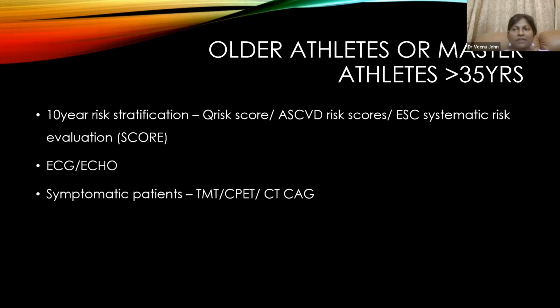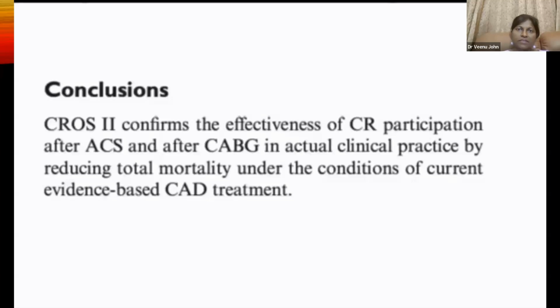In master athletes, that is 35 years and above, or what we call the older athletes, there is always a risk of coronary artery disease. So we have to do the 10-year risk stratification, either using the QRISK score or SCORE2 risk score or an ASCVD risk score. Based on the risk stratification, whether they come under mild, moderate, or high risk, we will evaluate them further depending on their symptomatology also. And based on what we find, we can suggest to them whether they can go ahead with sports, high intensity, moderate intensity, or low intensity.